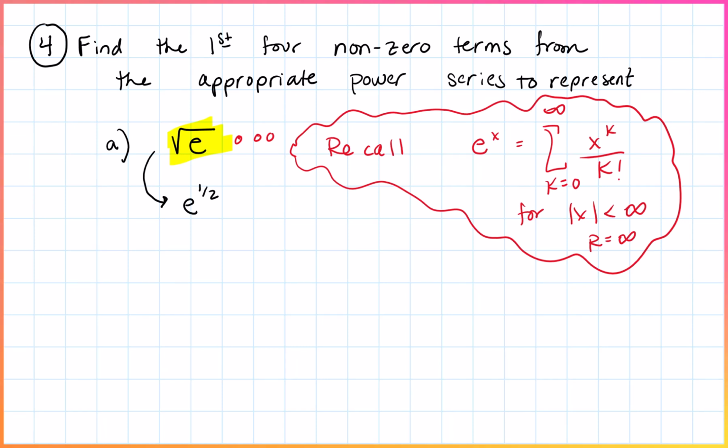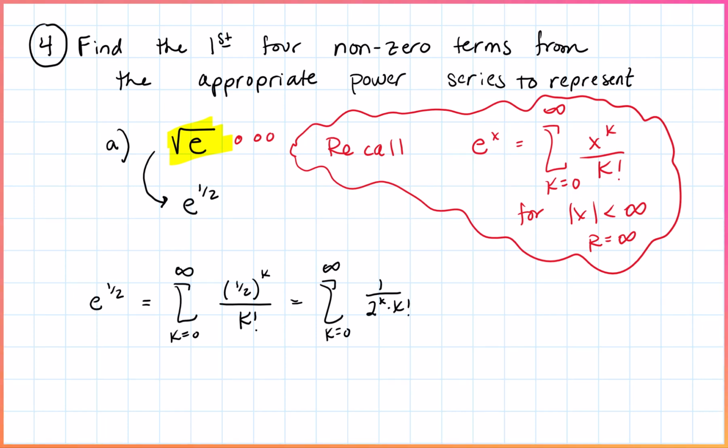And I already put our little recall. We can use our power series representation to approximate that. And it says just find the first 4 non-zero terms to approximate it. So we'll do the same thing, but this time, rather than having x in our expansion, we're plugging in an actual numeric value on e here to approximate the square root of e. So let's do it. So e to the 1/2 would be equal to the power series from k equals 0 to infinity of 1/2 to the k over k factorial. I'm going to simplify that just a little bit. That's 1 over 2 to the k times k factorial from k equals 0 to infinity.